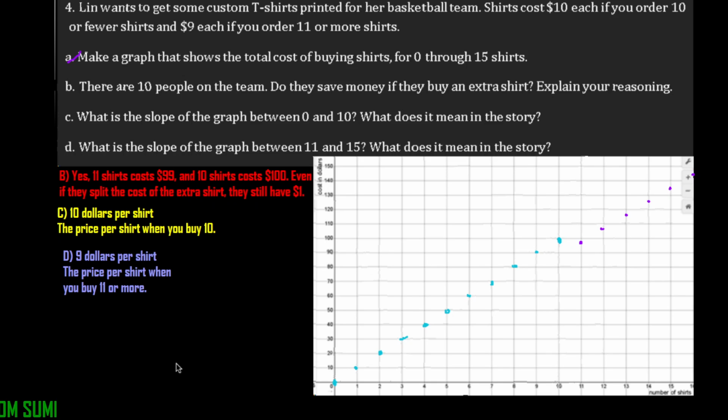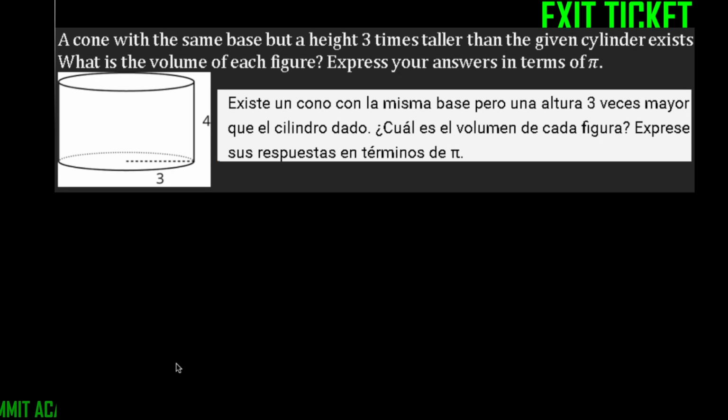And then lastly, but certainly not leastly, for our exit ticket, it says a cone with the same base but a height 3 times taller than the given cylinder exists. What is the volume of each figure? Express your answer in terms of pi. So what you have to do is you're going to say that this is going to be radius and this is going to be height.